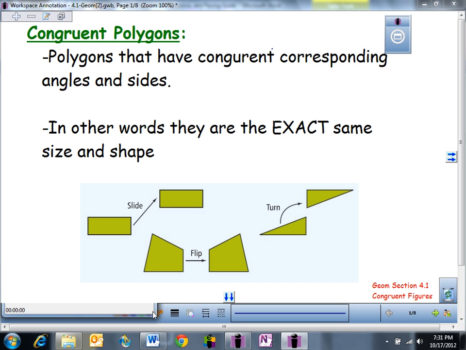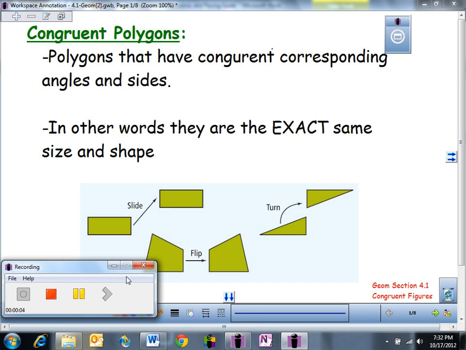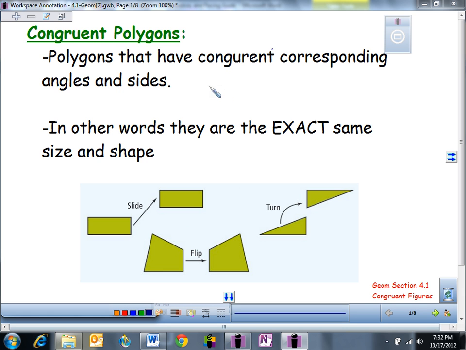Lesson 4.1 is congruent polygons. Polygons that have congruent corresponding angles and sides. So we want to make sure that we have corresponding angles and sides that are congruent. If we look back at what we did in Chapter 9, if we translate, they stay the same shape. If we reflect, they stay the same shape. And if we rotate, they stay the same shape. So they are the exact same size and shape.